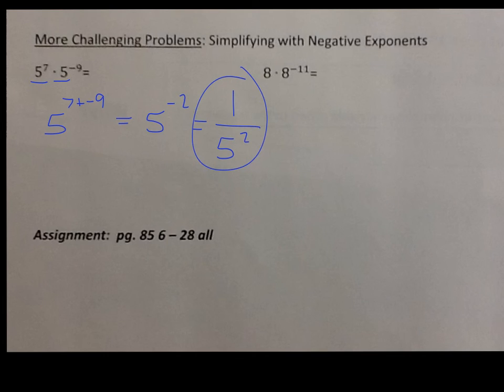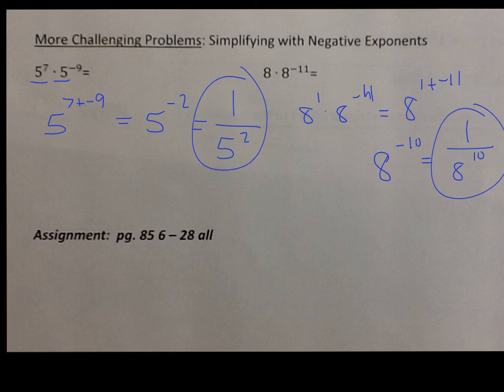8 times 8 to the negative 11. Well, first of all, that first 8 has a power of 1. And now that we know we're multiplying, we know we're going to add exponents. So we're going to have 8 to the 1 plus negative 11, which is 8 to the negative 10. But again, we can't have negative exponents, so we have 1 over 8 to the positive 10, and that's our simplified answer. All right, that concludes this lesson.